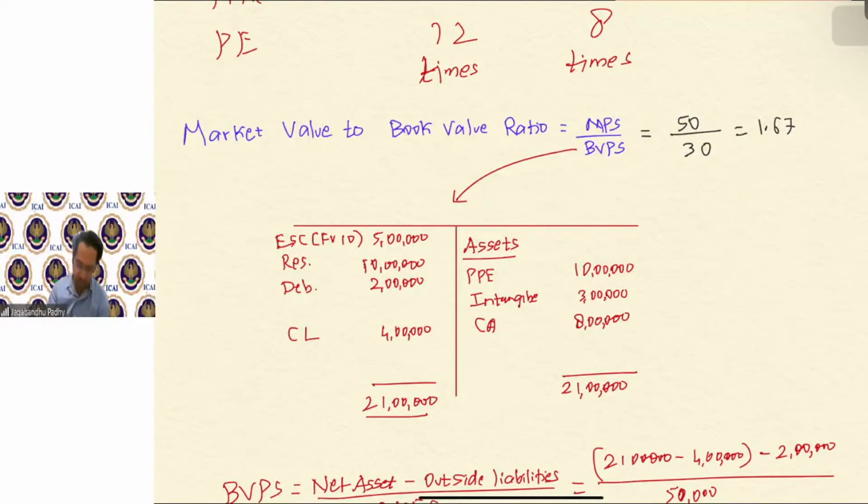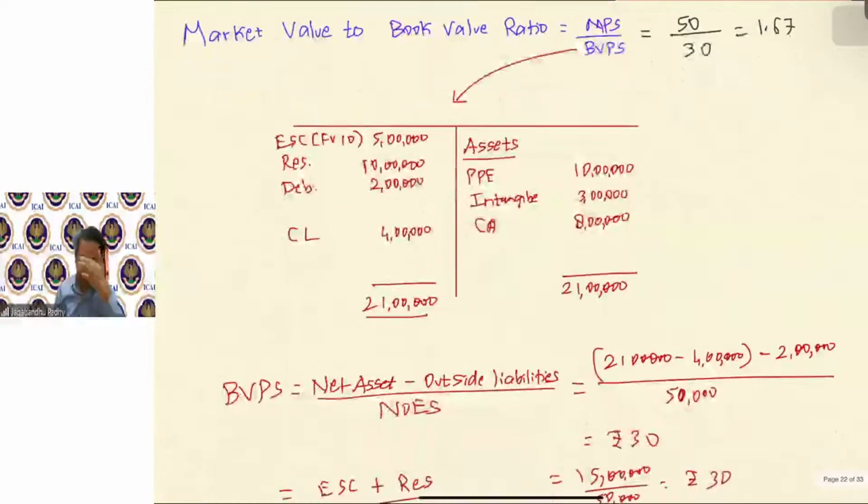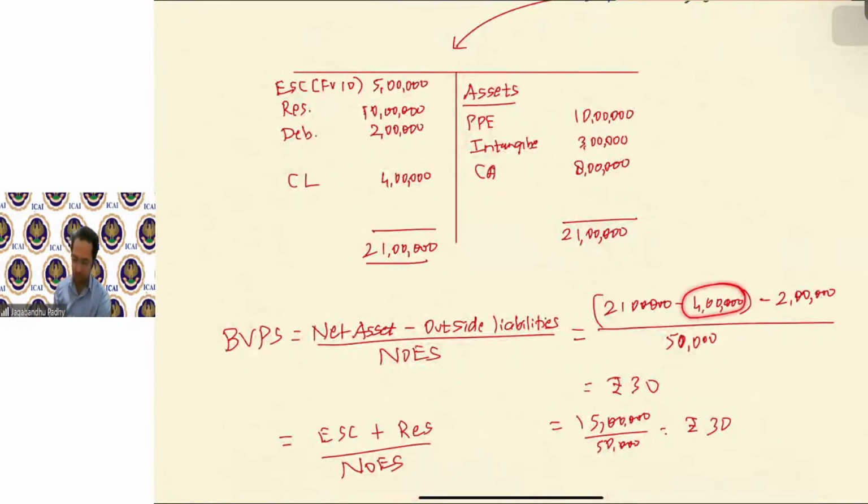Outside liability is 2 lakh, debenture of 2 lakh. Outside liability is debentures. Remember, shareholders are your own people. You are not going to treat them as outsiders. Debenture holders are your outsiders because you need to pay them. Right? So that's where we say that debenture 2 lakh is the outside liability. The current liability and debentures total 6 lakh: this is 4 lakh and 2 lakh.